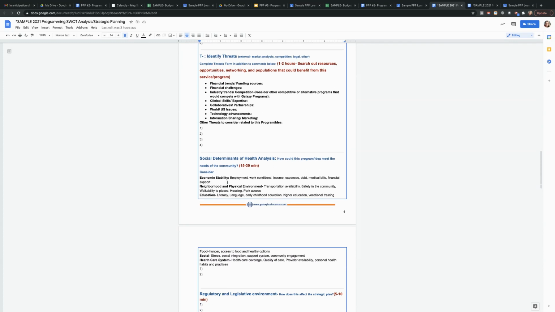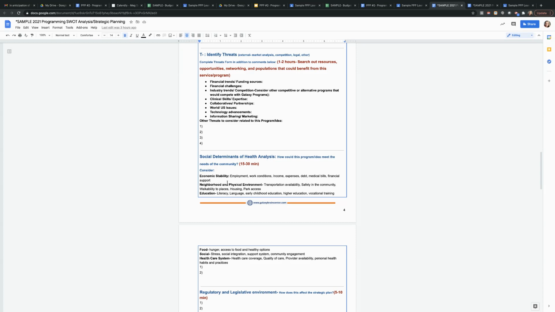The next section of this is social determinants of health. And this is something that CARF likes us to do with every program. Is this program able to somehow meet some economic stability for people?